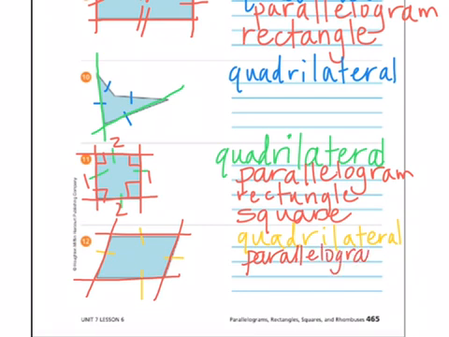Is it a rectangle? A rectangle must have a right angle, and you can see this is not a right angle. Up here in number 11, that is a right angle. So it's not a rectangle. And a square must have right angles, so it is not a square.